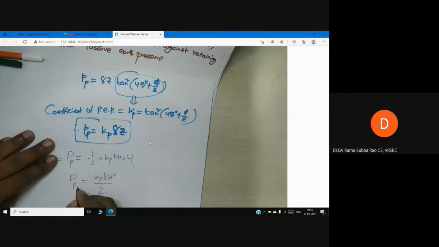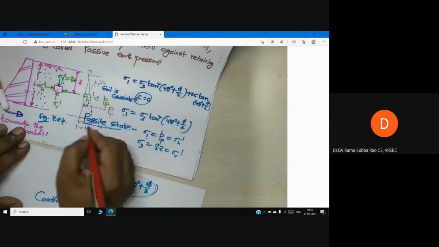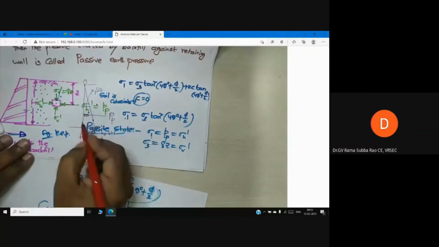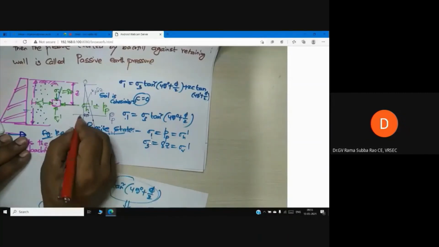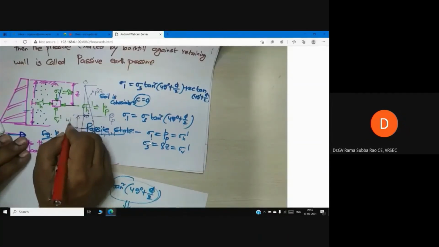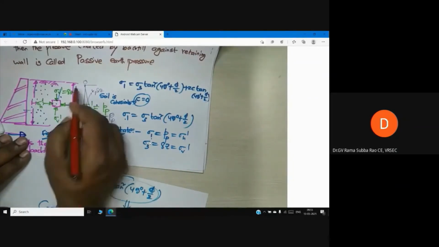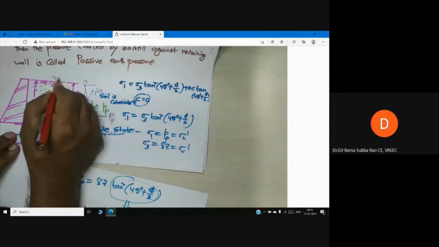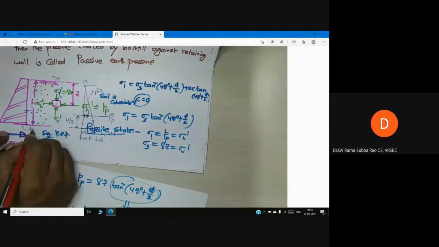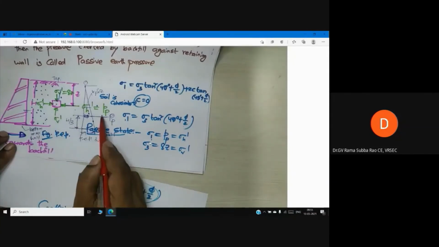Now can anyone tell me what is the distance? What is the point of application of passive force from the base? H by 3. This Pp is acting at a height H by 3 from the base, or 2H by 3 from the top. This is the top of the wall, and this is the base of the wall, the bottom of the wall. So this passive force is acting at a distance H by 3 from the base of the wall.